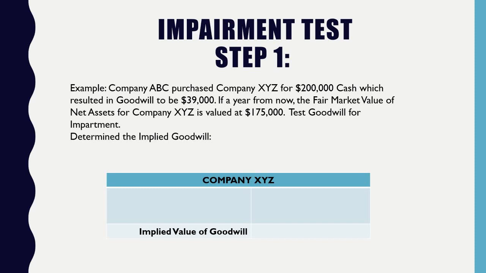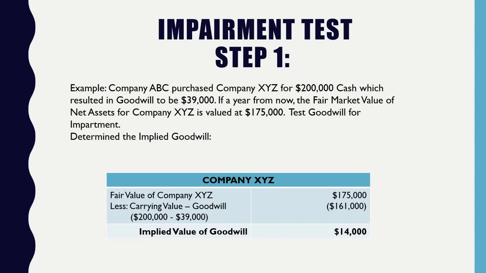So how are you going to figure out this impairment? This is what you do. You're first going to figure out the implied value of goodwill. You take the fair market value of XYZ company and then you subtract the carrying value, which was previously $161,000 when I bought it. So this is how you figure out the carrying value. I get a total of a $14,000 difference, and this is my implied value of goodwill. It increased, so therefore I lessen my goodwill.